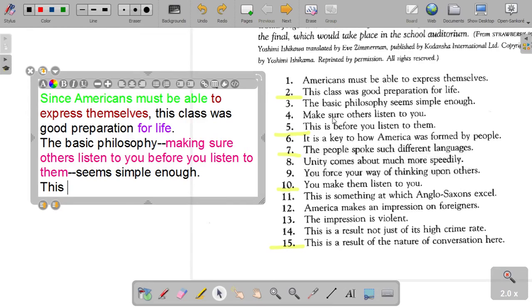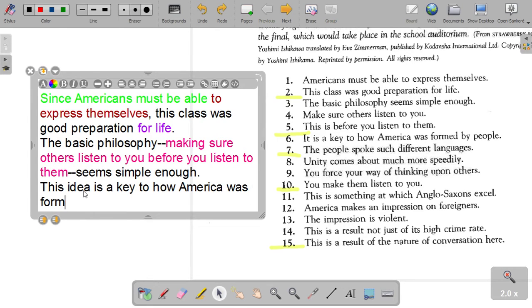Right, the philosophy, basically. Oh, no, sorry, not 7. It's referring back to the basic philosophy. So what's the key? The philosophy. So we can say this idea is the key, or a key, I guess, to how America was formed by people. What can we put after that? That spoke different languages. Okay, true. But when you are referring to people, you don't say that. You say people who. Yeah, people who spoke such different languages. Good.